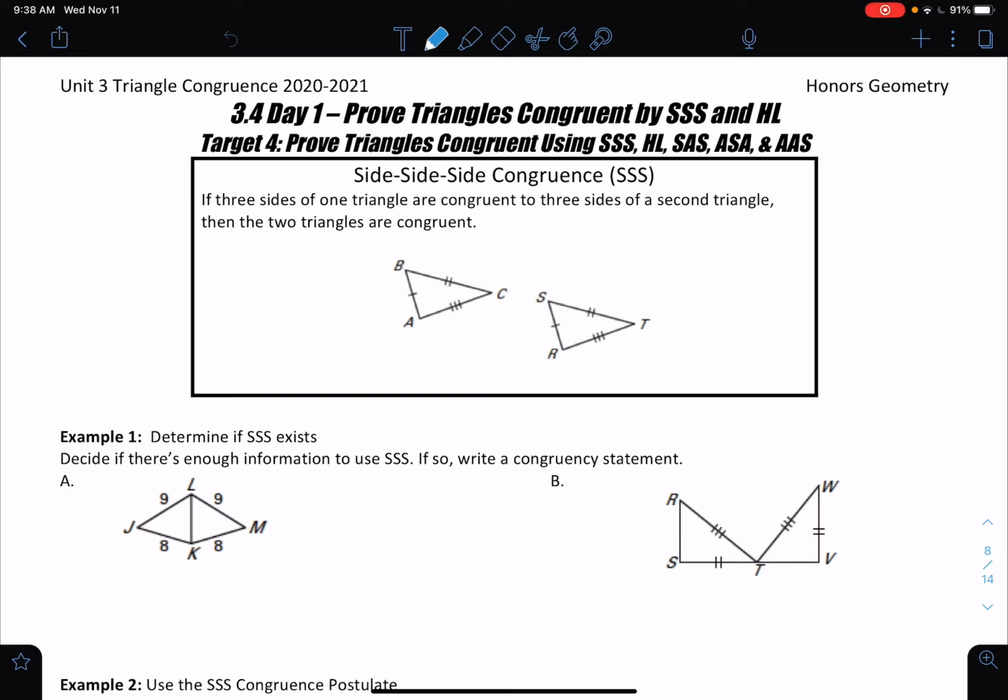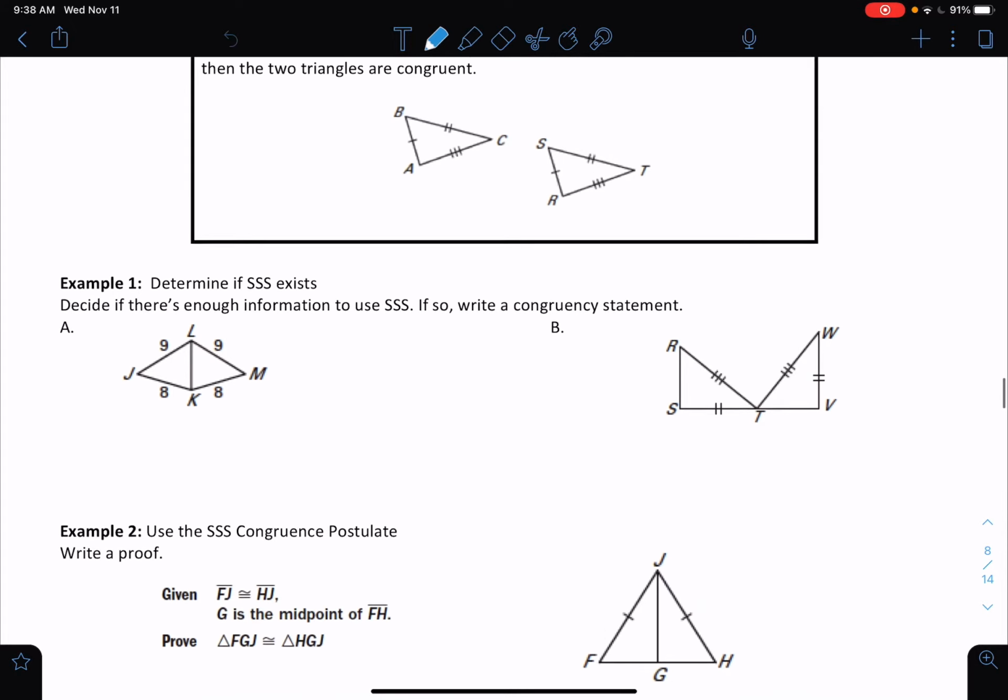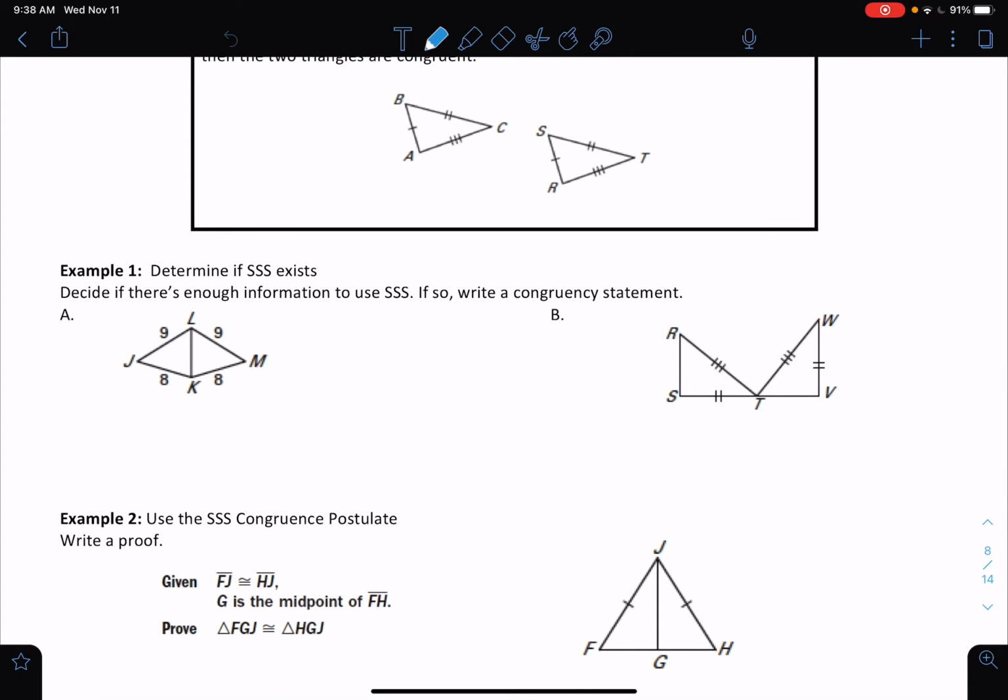triangles are congruent. Now think about what that means, two triangles being congruent. From the previous video, congruent figures are figures that are the same exact shape and size. The angles match up and the sides match up. Okay? So if we can prove that all three sides are congruent, then we also know that the triangles are congruent, therefore all the angles also have to be congruent. Okay? So, in example 1, determine if side-side-side exists.